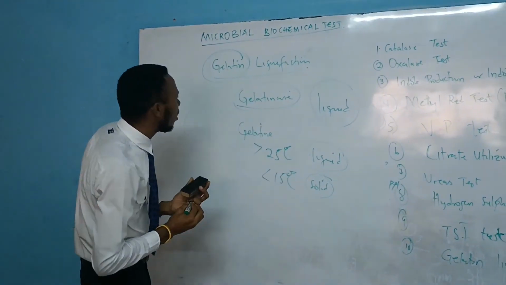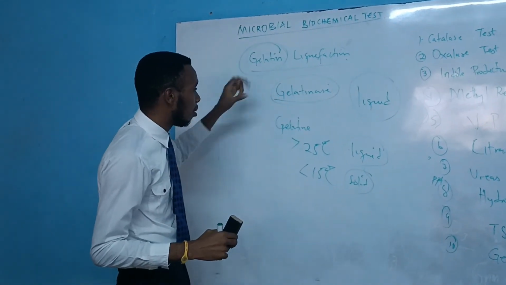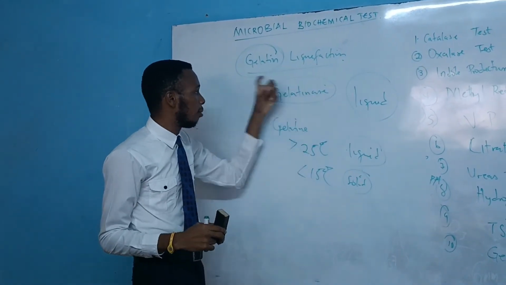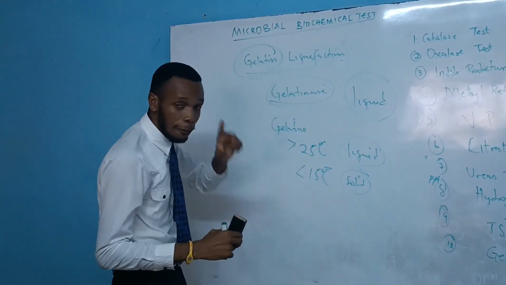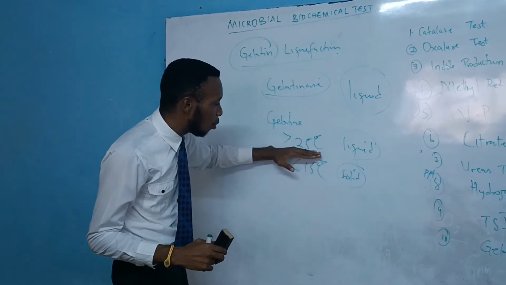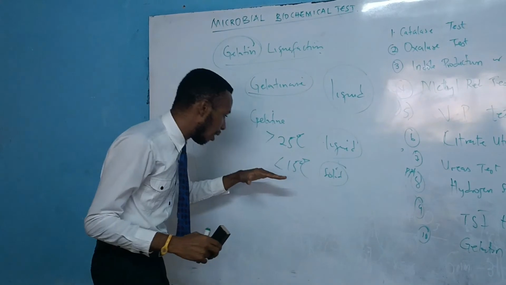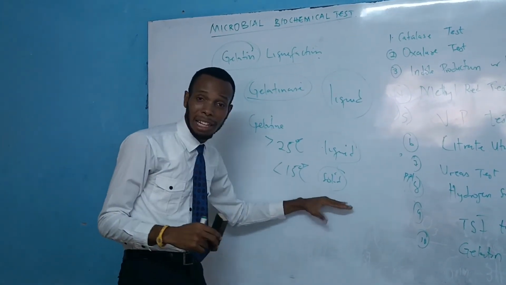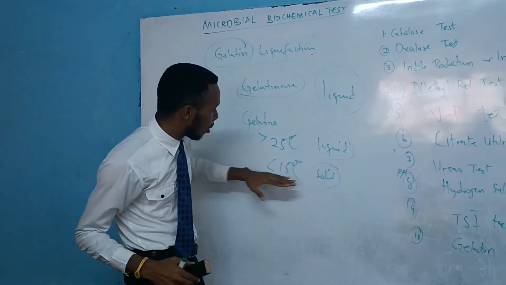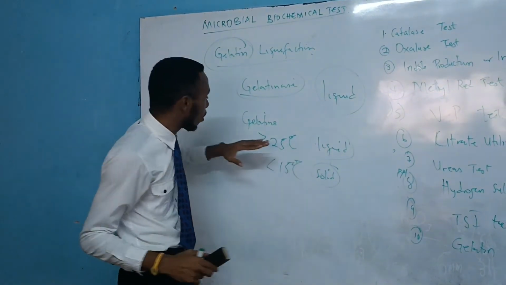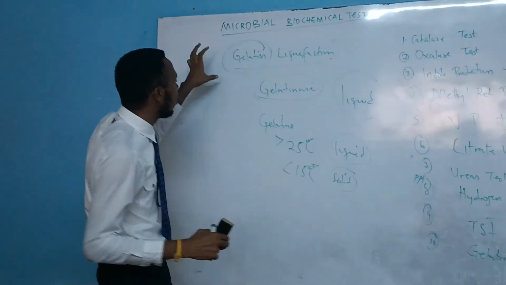Now, in the gelatin liquefaction test, we have microorganisms that produce gelatinase acting on gelatin. Don't forget that at temperatures below 15 degrees, gelatin is solid. At temperatures above 25 degrees, gelatin is liquid. So what happens in this test is this.